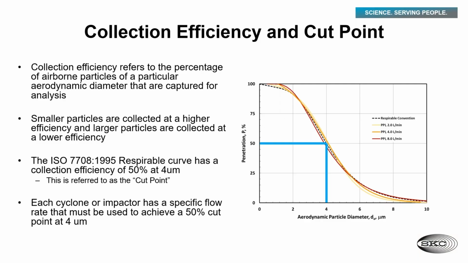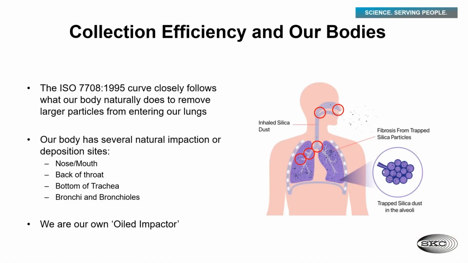On the other hand, as you go down this line, if we're looking at something around 6 microns, these samplers are only collecting about 15 to 20% of those particles. And as you work your way all the way out to 10 microns, these are collecting less than 1% of those particles. And where this matters is it mimics what our body is doing at the same time.